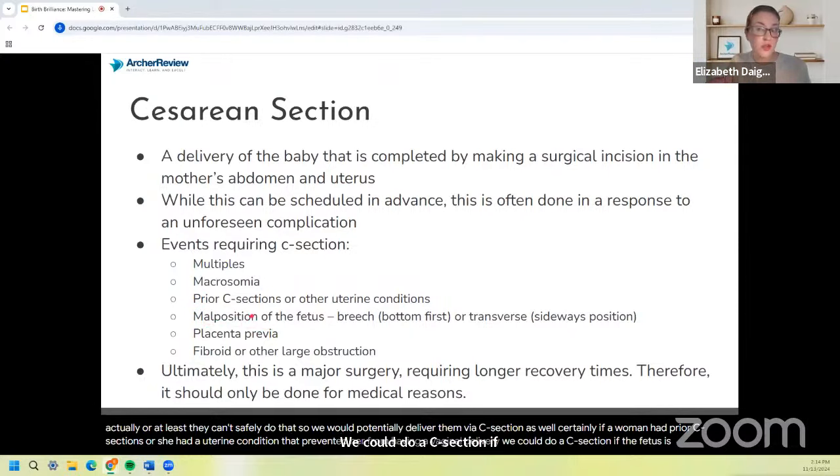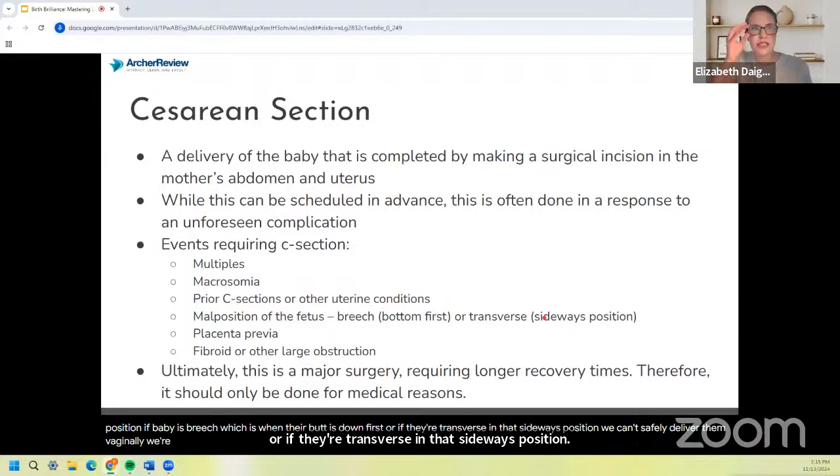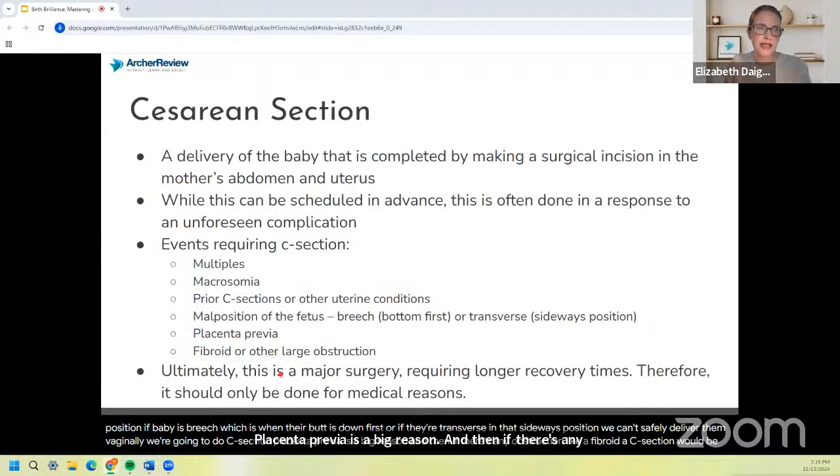If the fetus is in the wrong position, if baby is breech, which is when their butt is down first, or if they're transverse in that sideways position, we can't safely deliver them vaginally. We're going to do a C-section. Placenta previa is a big reason. And then if there's any obstruction like a fibroid, a C-section would be indicated as well. But ultimately, like I said, vaginal delivery is the option we're going to opt for because a C-section is really a major surgery. It requires longer recovery times. So it should only be done if it's medically indicated. You shouldn't just decide all of a sudden that you're going to have a C-section.